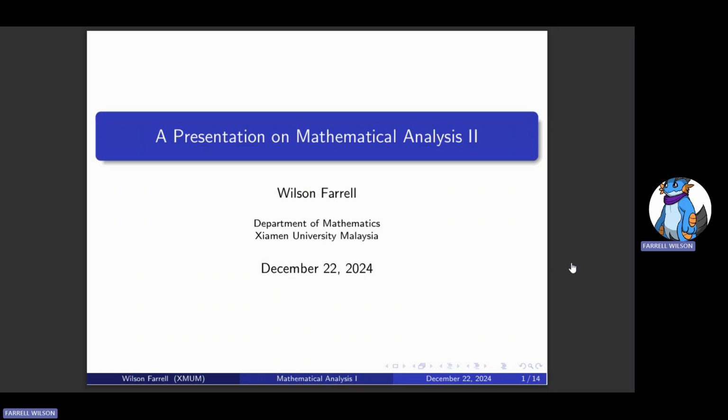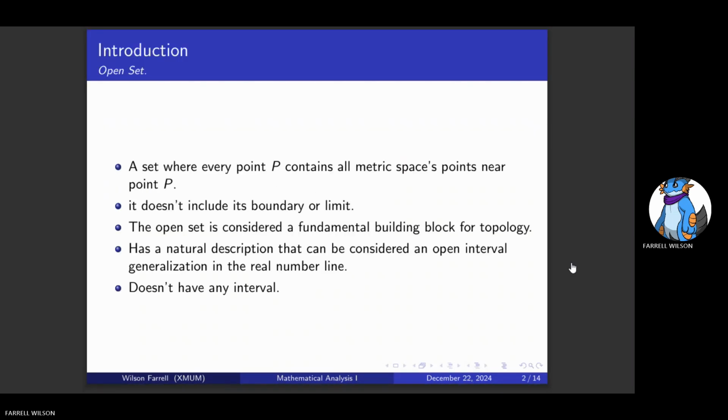This topic will be about open sets. Let's start with some introductions regarding open sets.